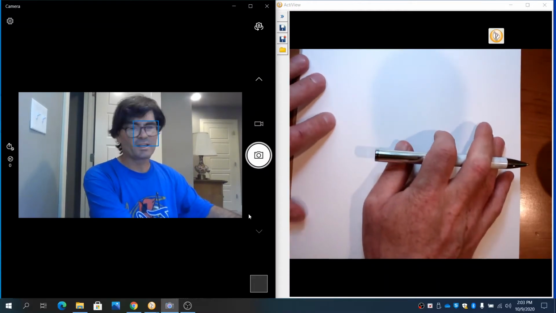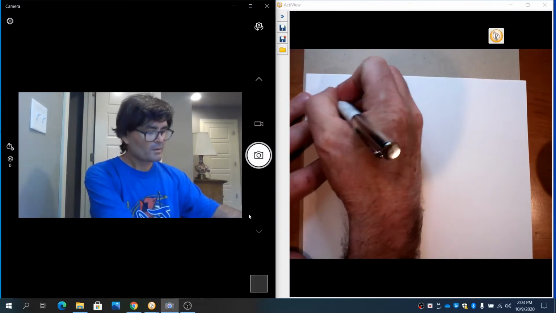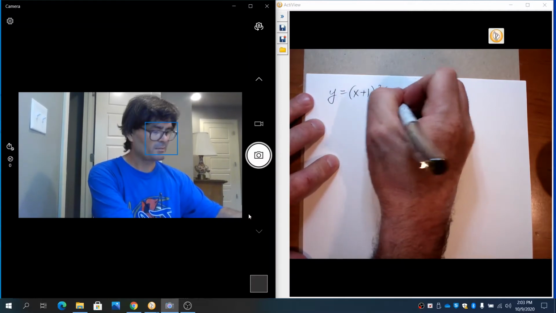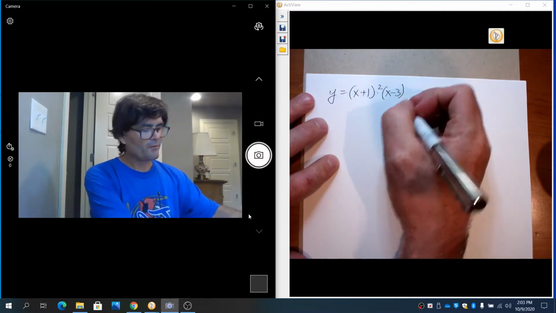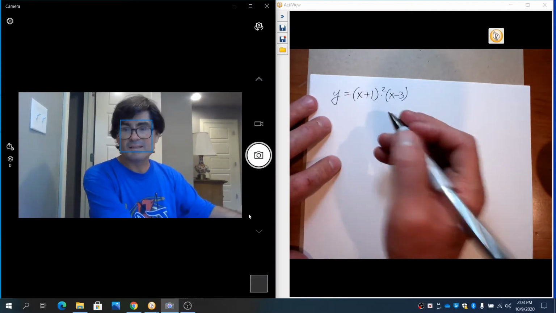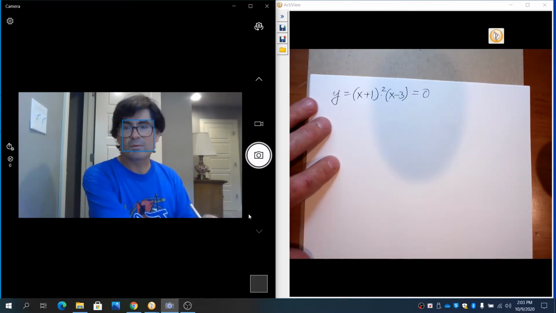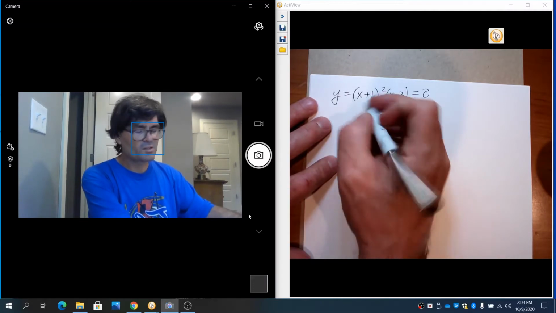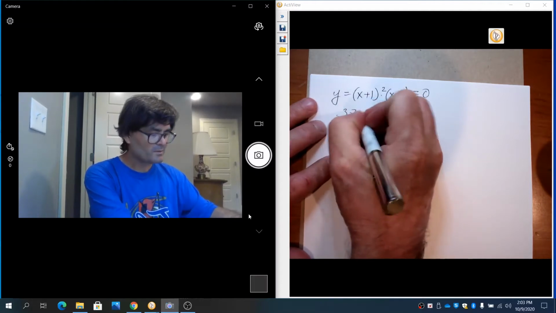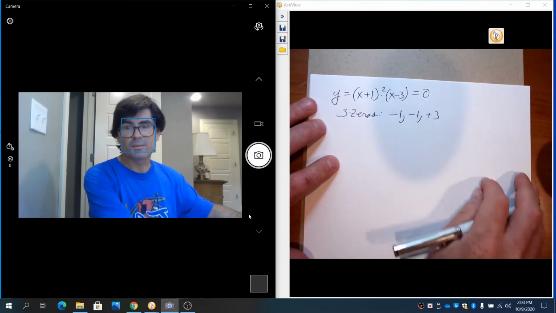The first thing to think about is if you have something like x plus 1 squared times x minus 3. If these are not multiplied out, it is a lot easier to figure out what kind of zeros we're going to have. Because this is squared, this is really like x plus 1 times x plus 1 times x minus 3. And so the three zeros would be negative 1, negative 1, and positive 3.